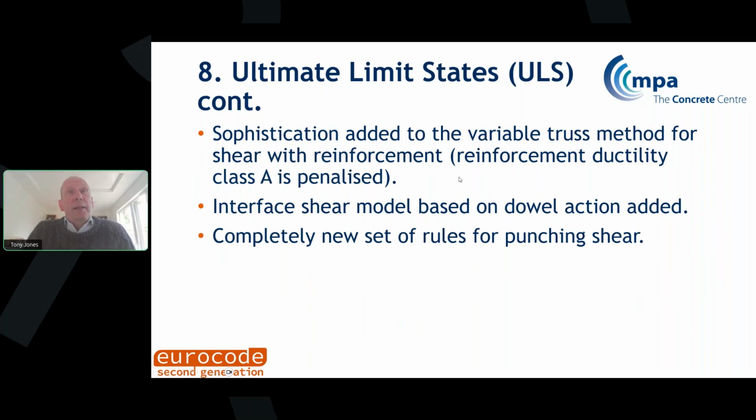When we talk about shear, there's a refinement added to the variable truss method for shear, which means particularly in the cases where you've got shear reinforcement, where you've got pre-stressing, you'll be able to get flatter struts and therefore more efficient design. Also, you have the ability to calculate strains in your strut, which again may give you a more efficient design with a flatter strut. The downside, if you like, on the negative side, it's recognized that reinforcement with ductility class A is not so amenable to these flatter strut angles, and that's penalized. So you have to have more reinforcement if you have class A reinforcement.